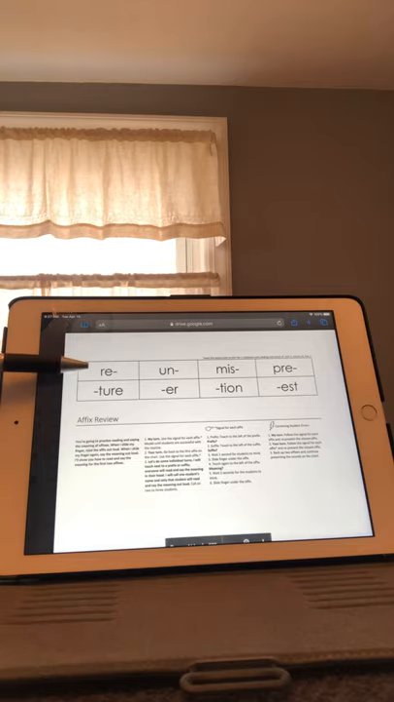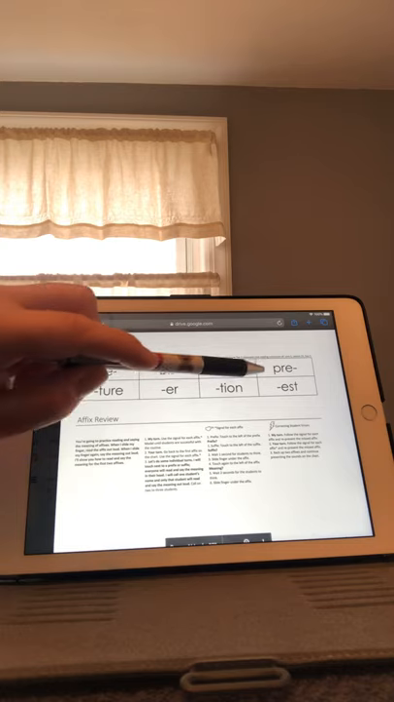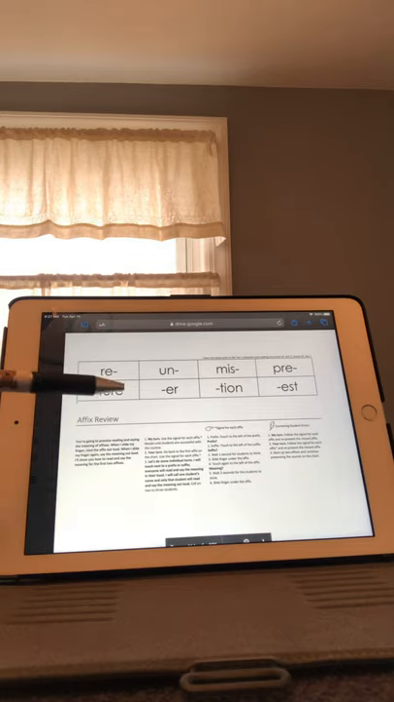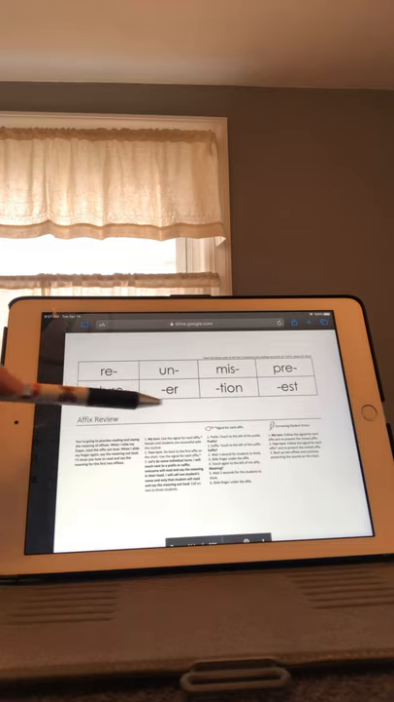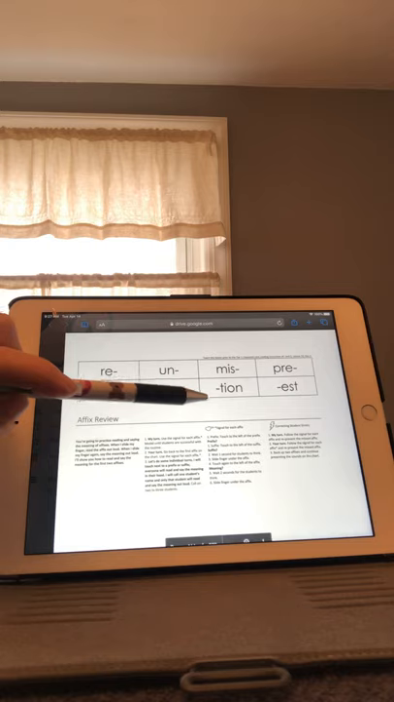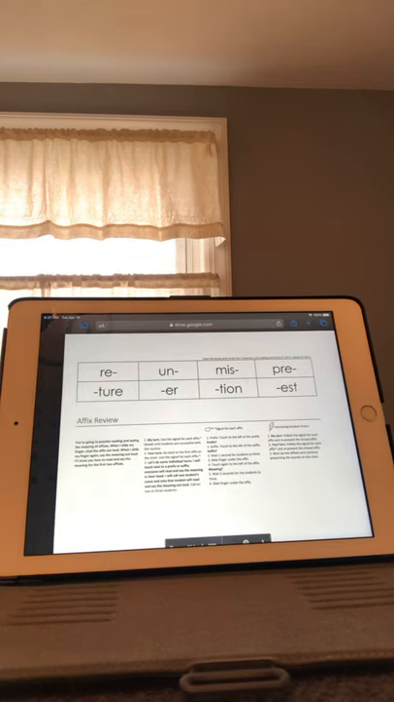But we're going to do this together just so that we know what they are. Okay. My turn. Re. Again. My turn. Un. Not. My turn. Miss. Not or badly. My turn. Pre. Before. My turn. Act or process. My turn. Used to compare two things. My turn. Shun. Act of, condition of. My turn. Used to compare more than two things. All right.